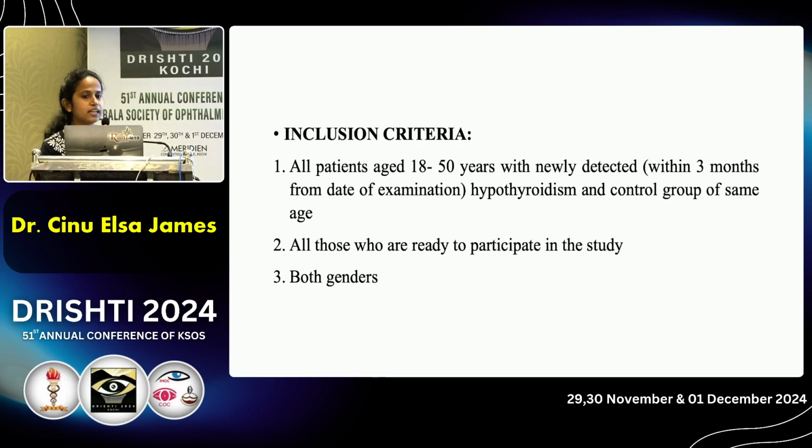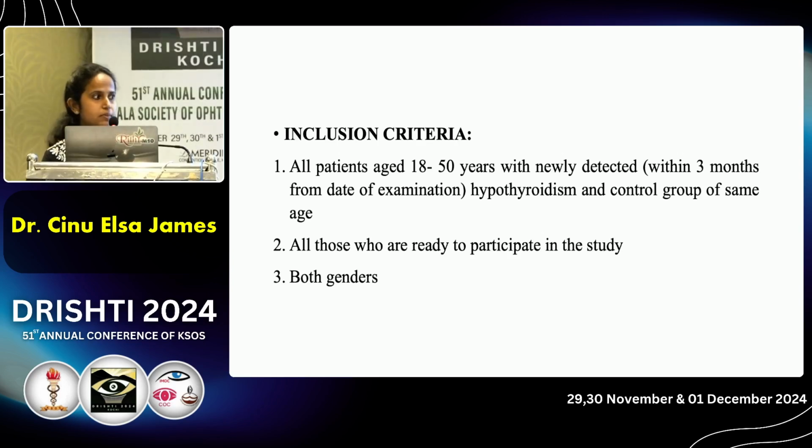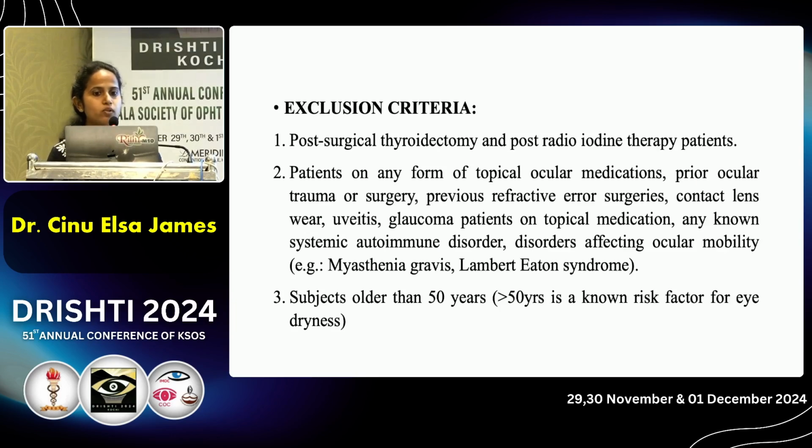The inclusion criteria were all patients aged between 18 to 50 years with newly detected hypothyroidism, that is within 3 months of the date of examination, and control groups of the same age. All those who were ready to participate were included, of both genders. In the exclusion criteria, post-surgical thyroidectomy and post-radioiodine therapy patients were excluded, as were patients already on topical medications, prior ocular trauma or surgery, previous refractive error surgeries, contact lens wearers, uveitis, and glaucoma patients on topical medications. Subjects older than 50 years were also excluded because age is a non-risk factor for eye dryness.